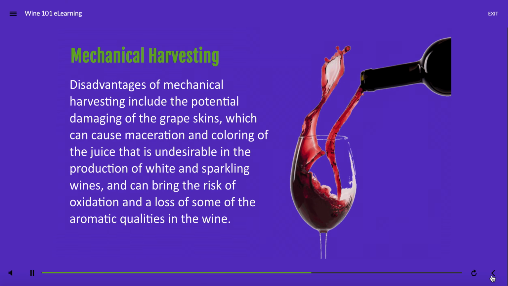Disadvantages of mechanical harvesting include the potential damaging of the grape skins, which can cause maceration and coloring of the juice that is undesirable in the production of white and sparkling wines, and can bring the risk of oxidation and a loss of some of the aromatic qualities in the wine.